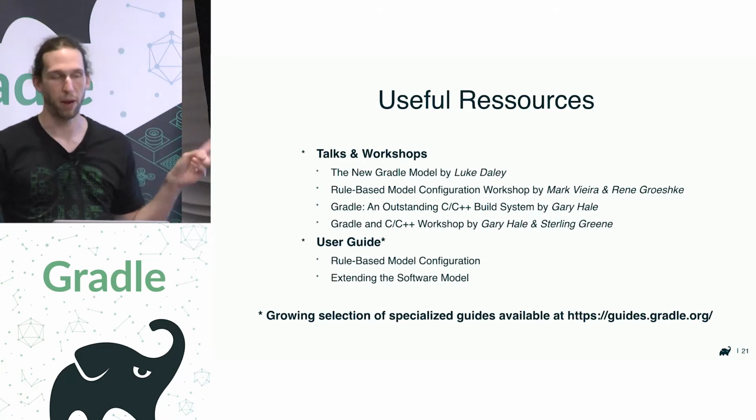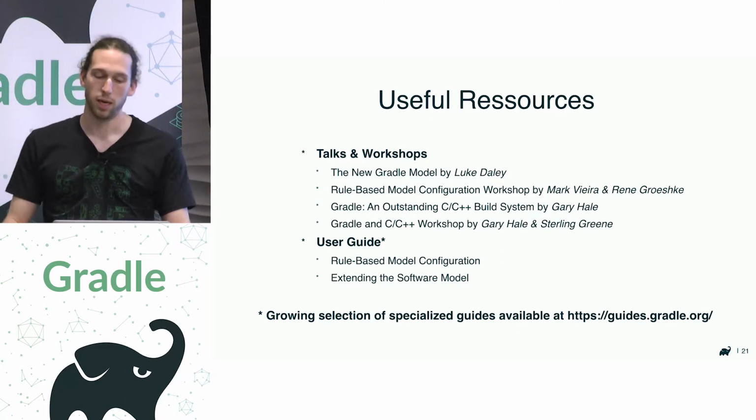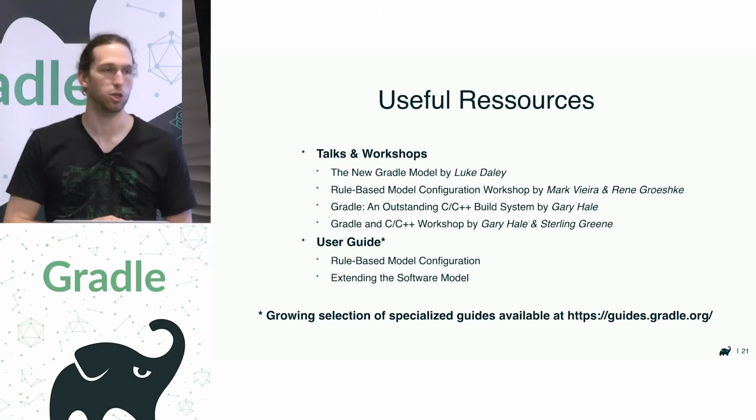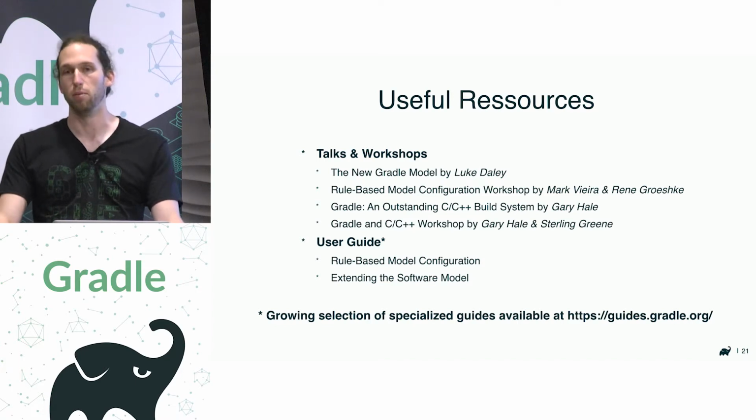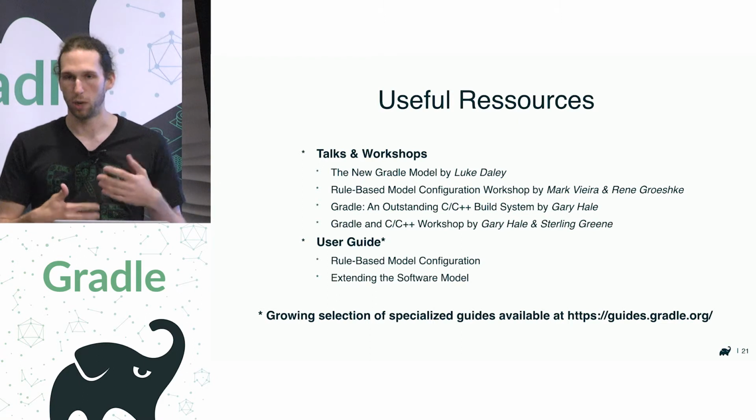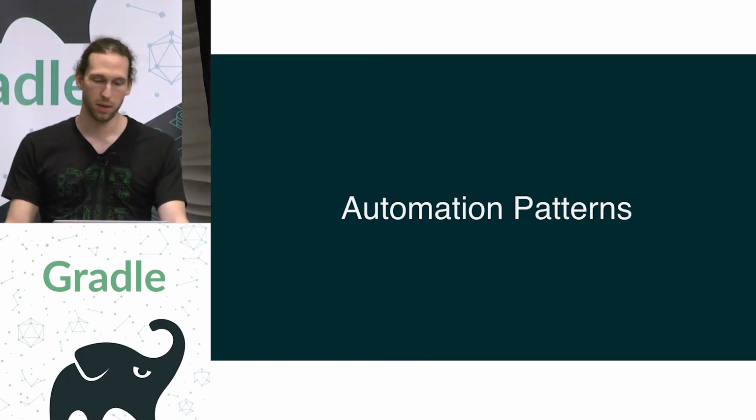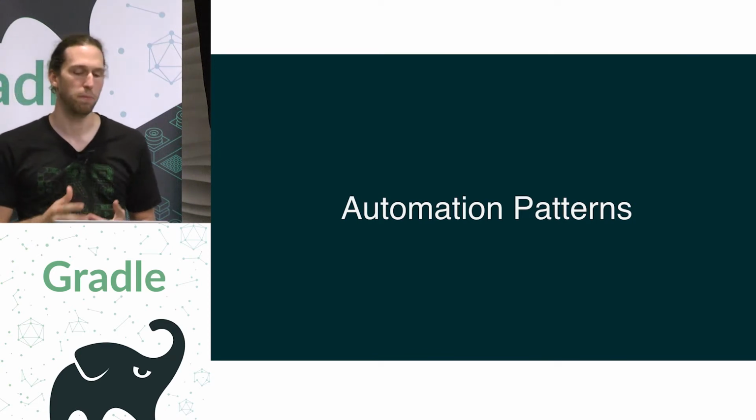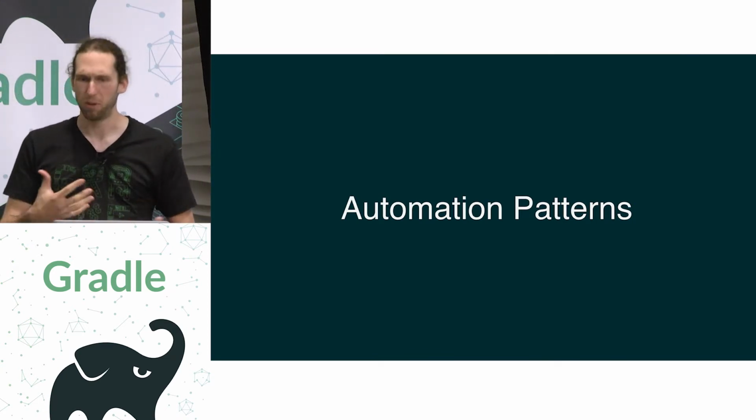There's also the user guide. There are two chapters in particular that are pretty useful: the rule-based configuration and extending a software model. And there's also this new thing that was just released, which is the growing selection of specialized guides. They're all available at guides.gradle.org. There are some for native, but also some for performance and some for other different things like plugin writing. The next part we're going to look at is two automation patterns that are really important in native if you want to simplify your build.